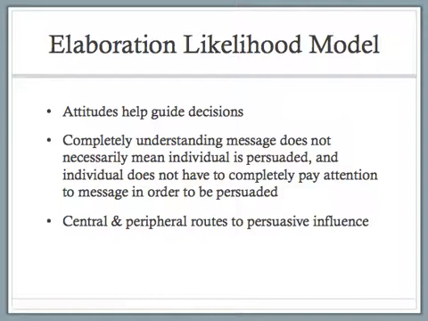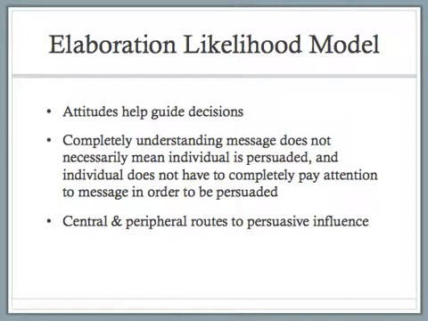In this model, there are two routes to persuasive influence, central and peripheral. Central routes require complete understanding of the idea of the message. The individual is an active participant in the process of persuasion and must have the motivation and ability to think about the ideas and concepts of the message.